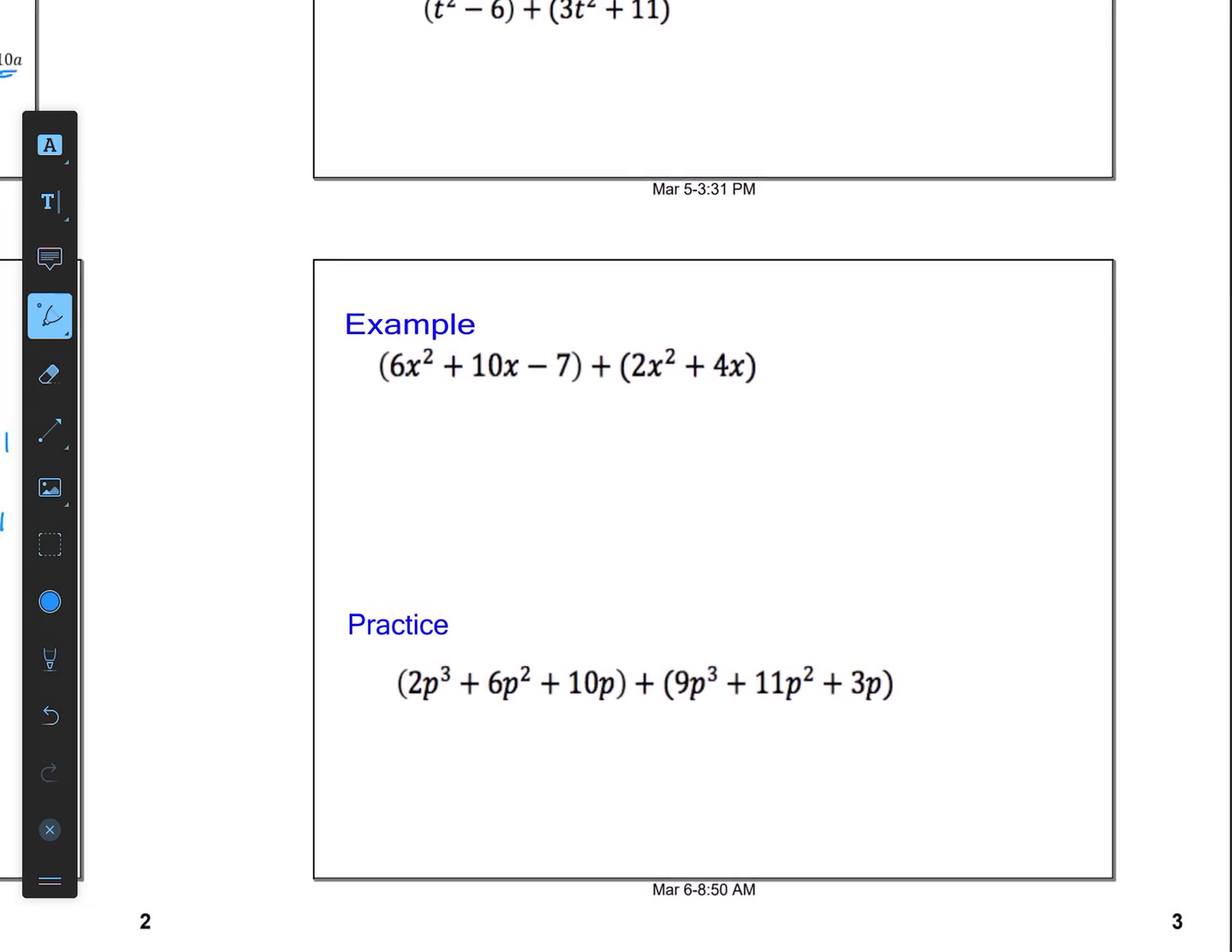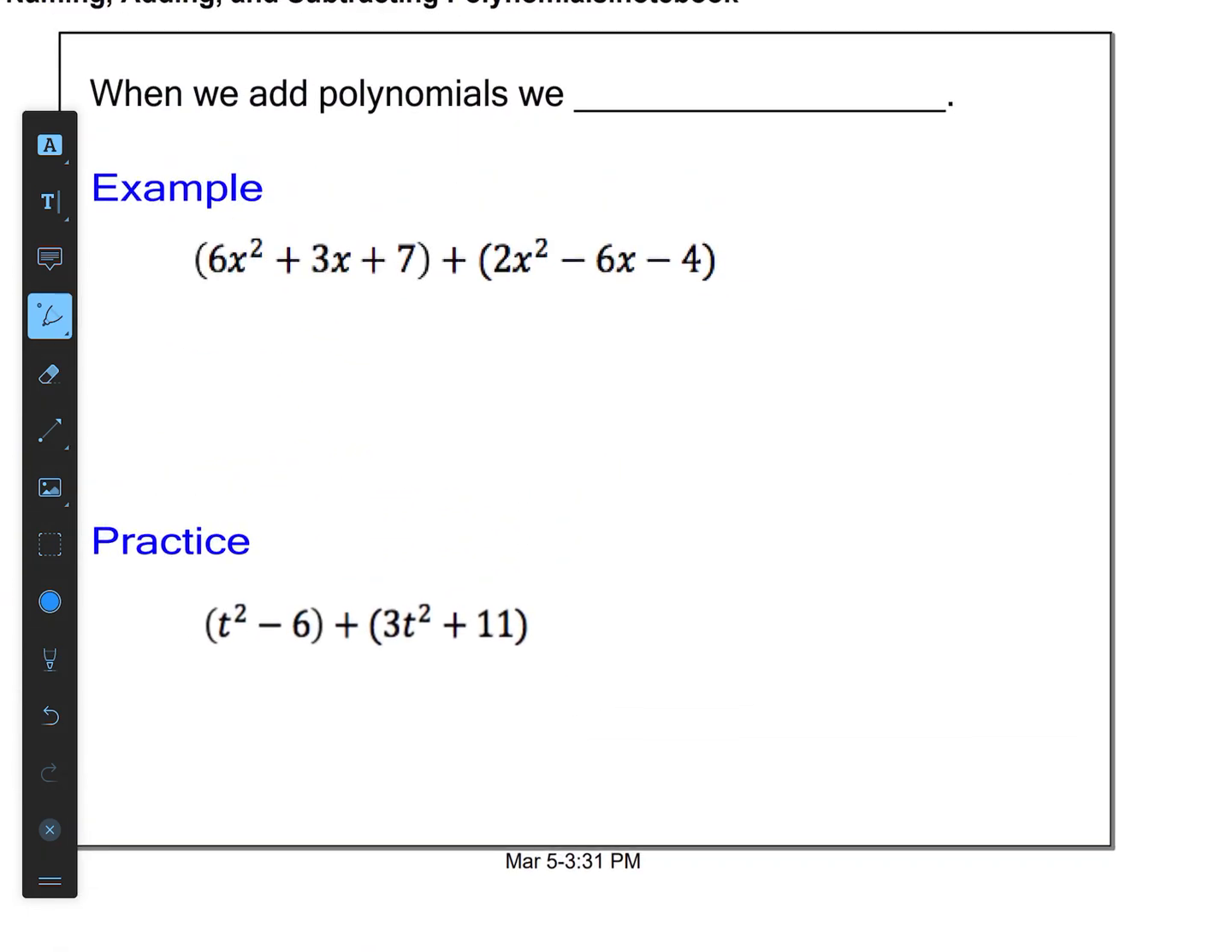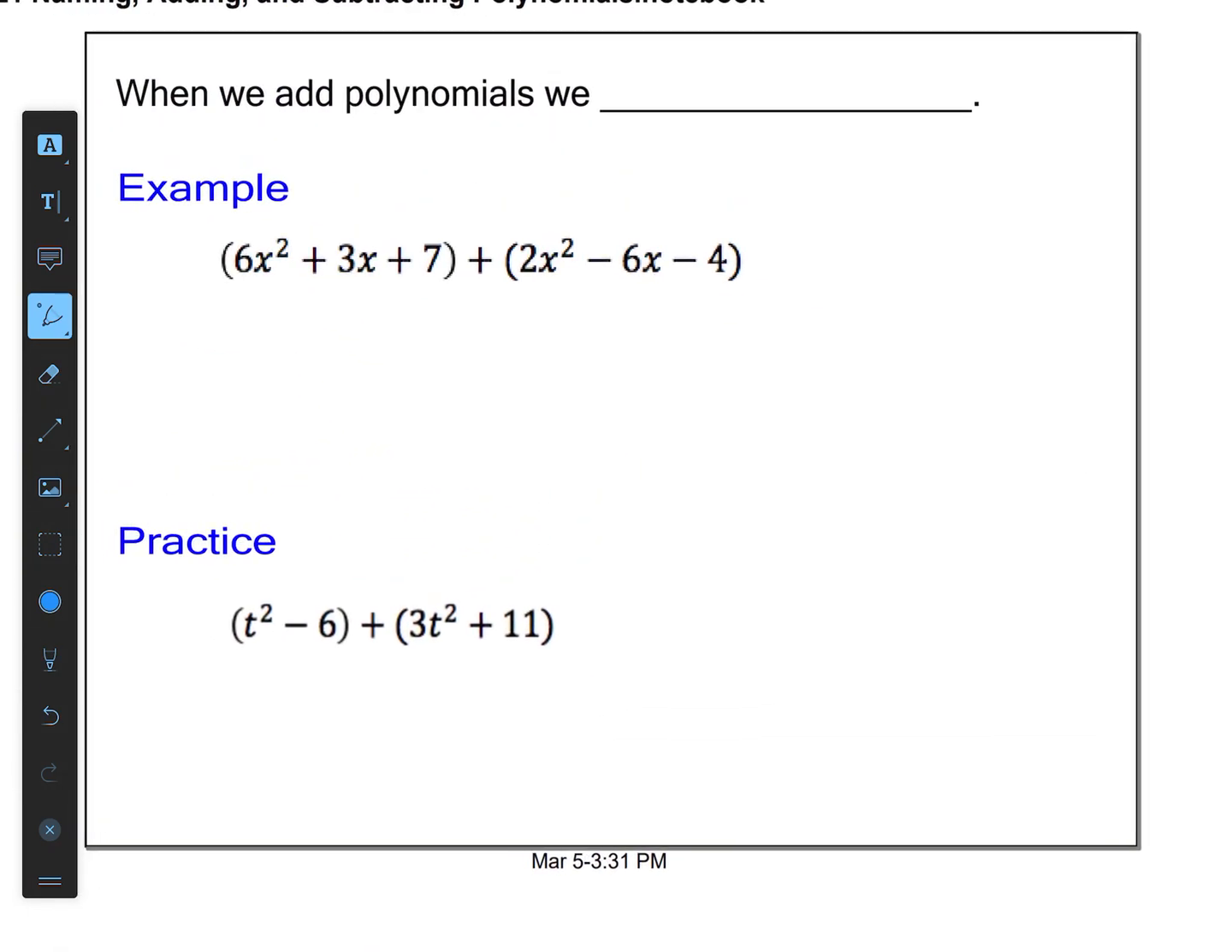So from here, we're going to go to some different operations. So first, we're going to talk about adding polynomials. Okay, so if you look at this first example I have, there's a plus in between. So when there's a plus in between, here we just have to combine like terms. Okay, so let's write it out without the parentheses first. We don't really need the parentheses here.